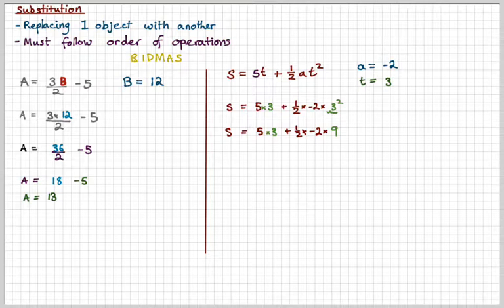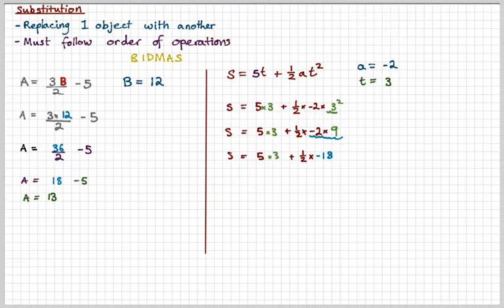The next operation we could do is multiplication. We can do any of the multiplication, but let's just do the minus 2 times the 9. So s equals 5 times 3, don't change that, don't change the half, just change minus 2 times 9. Now what is minus 2 times 9? It's minus 18, so we can replace minus 2 times 9 by minus 18.